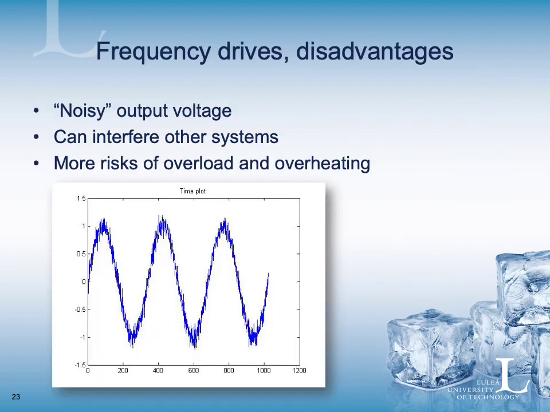But there are also some disadvantages with frequency drives. One is that the output voltage might be noisy. This could interfere with other systems, like if you have sensitive sensor systems in your machine. And you also can get a higher risk of overloading and overheating, because normally the cooling fan of a motor is mounted on the shaft, which means that if you control it with the frequency drive, so you have a low rotational speed, you also have a low fan speed and a less cooling effect, and still you can have a high power in the motor. So that could lead to a risk of overheating.